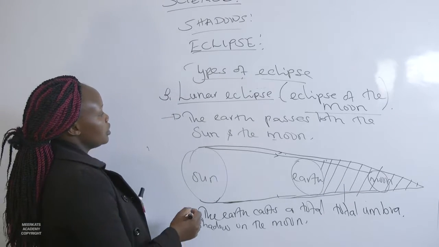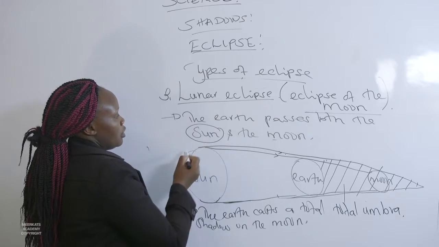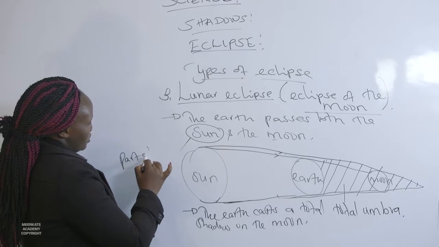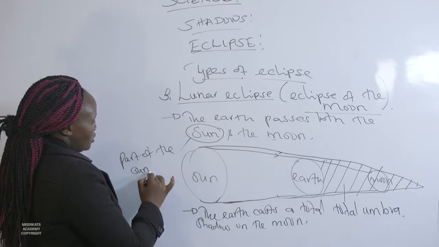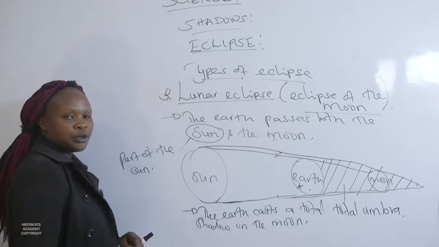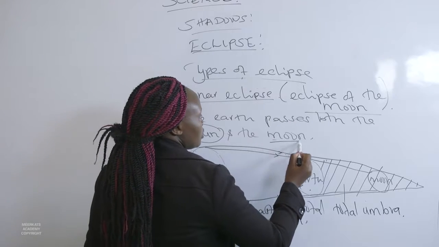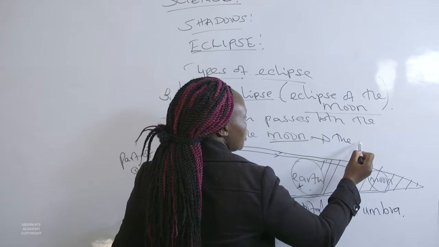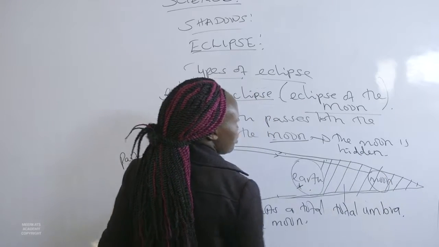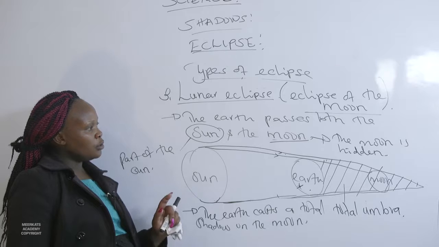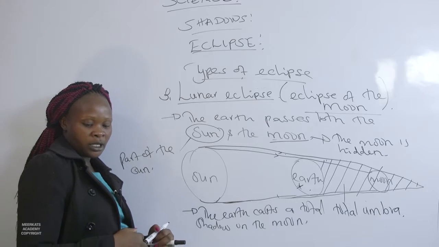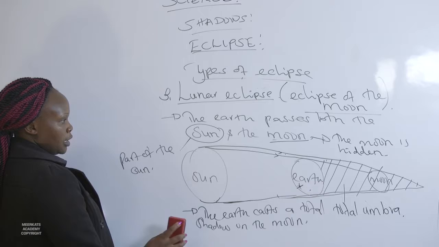Therefore, when we talk about the solar eclipse or the eclipse of the sun, it's part of the sun that is not observed if you look at it from a point on the earth. And then if we talk about lunar eclipse, the moon is hidden. So an observer on the surface of the earth will not be able to see the moon if you observe it from the earth. That is why we call it lunar.